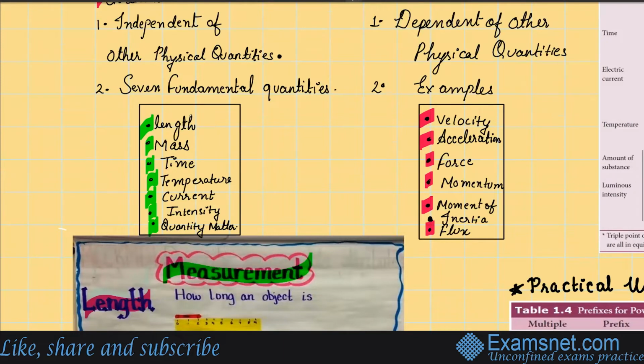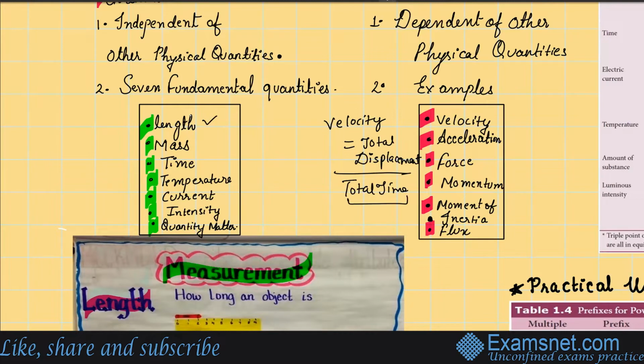What is velocity? Let's take an example of velocity only. Velocity is total displacement over total time taken. So when you talk about total displacement and total time, displacement is again a unit of distance, that means length would come. Total time is again a unit of time, so time would come. So you don't need anything other than that.